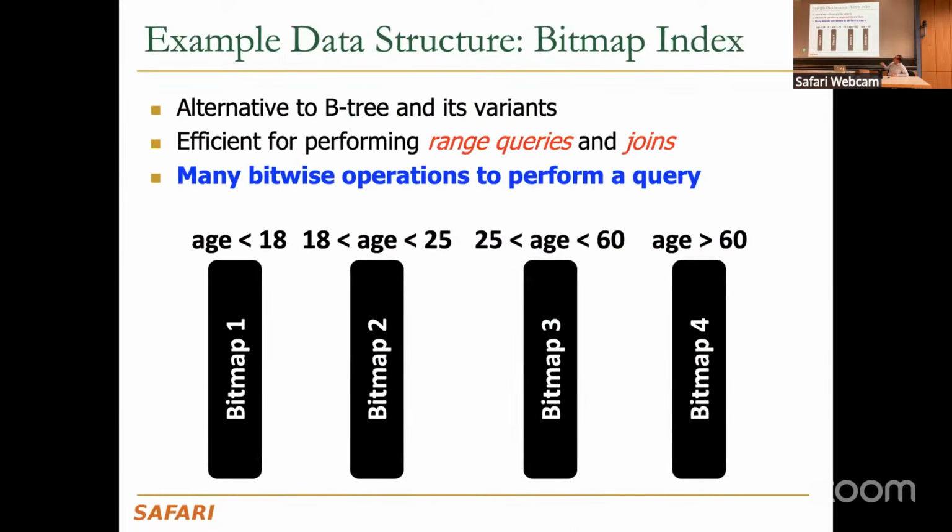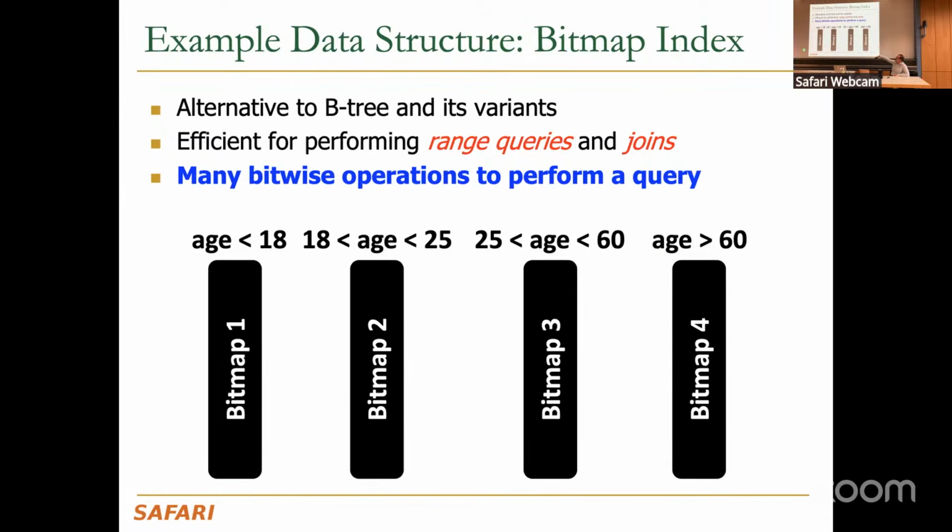Okay, so let me give you an idea of what we did initially. So this is bitmap indices. And these are data structures that are used in many databases for fast queries, fast range queries and joins. You do many bitwise operations to perform a query. So this is one way of representing different sets in a database.